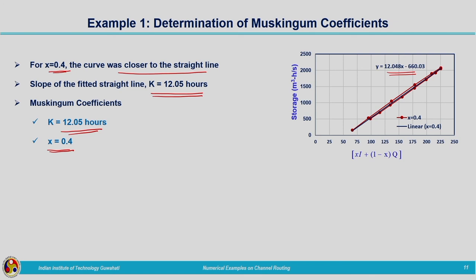That is, we need to assume certain values for x, and a curve will be plotted with storage versus xI plus (1 minus x)Q. We will choose the value of x by observing the graph of S versus xI plus (1 minus x)Q. The graph will represent a loop. For that, we will fit a straight line, and if the loop is very close to the straight line, or the loop can be approximated by this straight line, that value of x is chosen for further calculation. And once that x value is finalized, the slope of that particular curve will give you the value corresponding to k. That is what we have done in this numerical example.